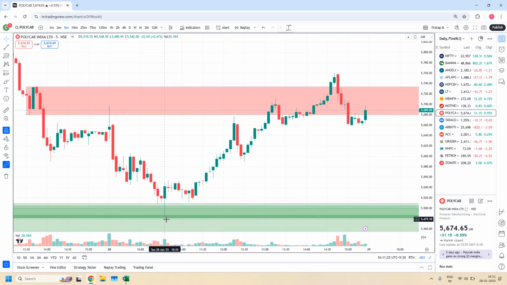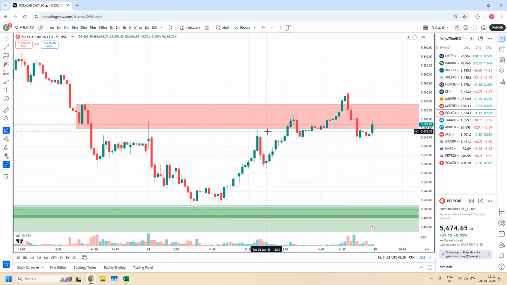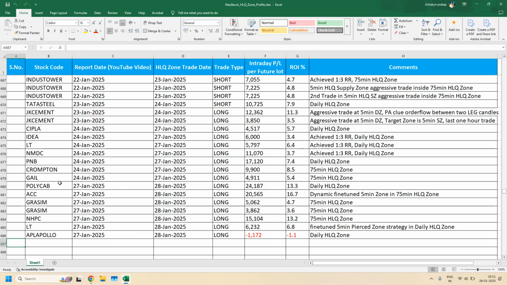Anyway, your loss will be less than 2%. Many times you get less than 1%. These are the risks you are managing. That's it. So you got excellent profit. How much profit has Polycab given? Polycab has given 24,187 rupees during the intraday, which is 13.3% ROI as per one futures margin cost.